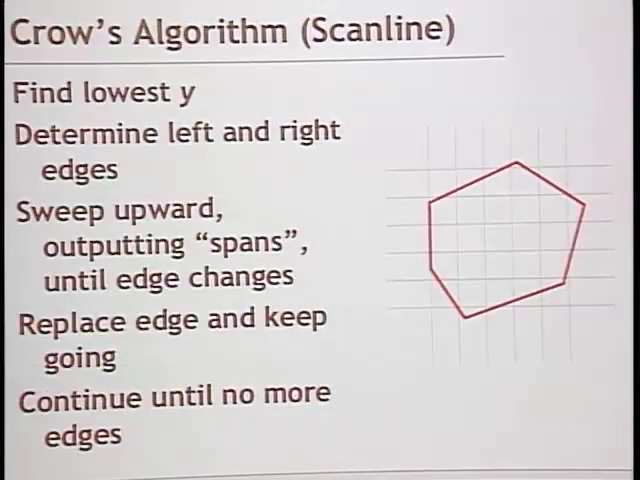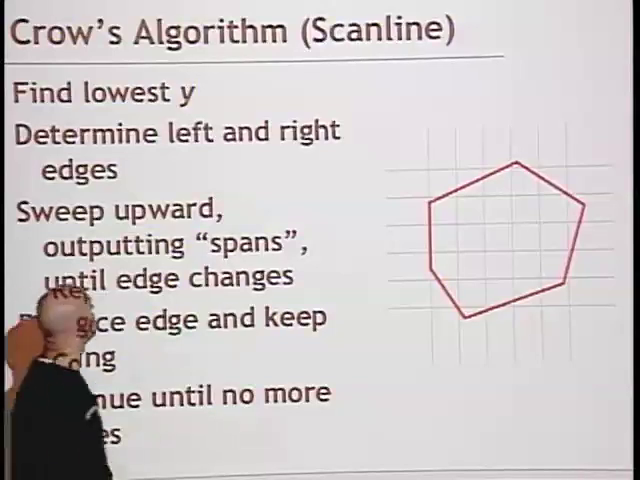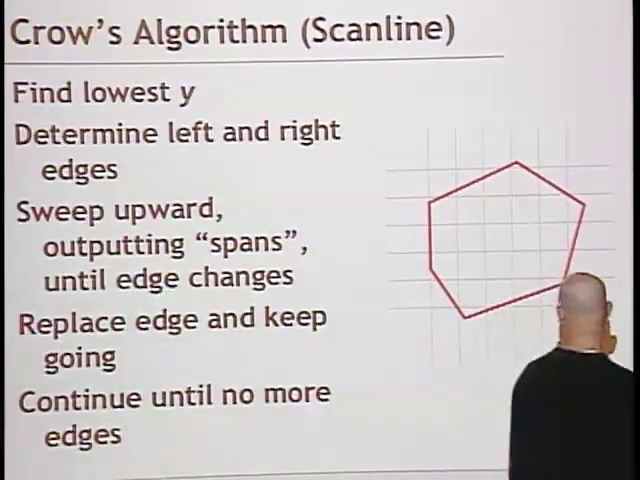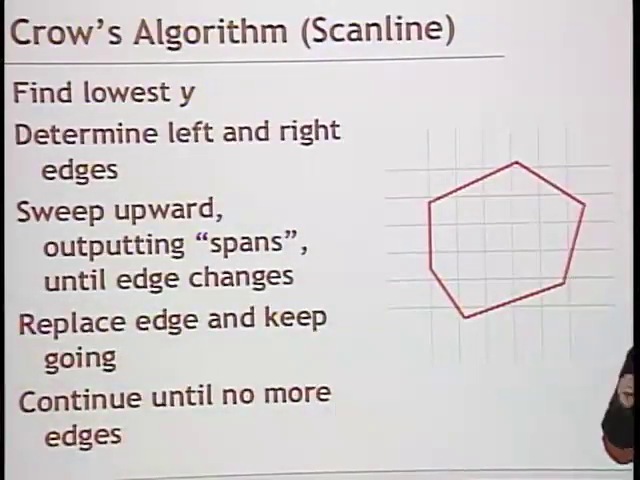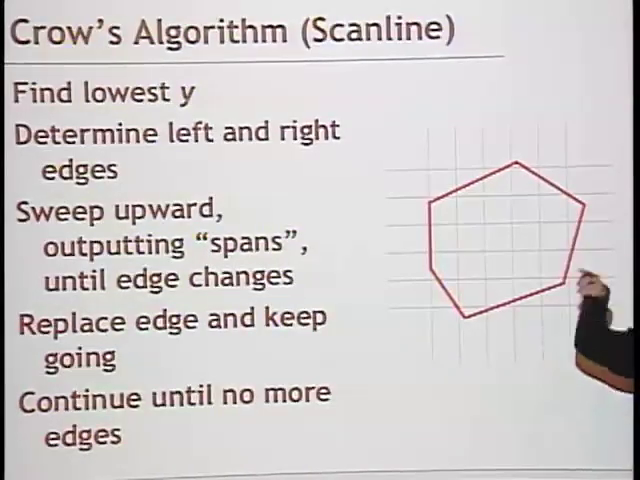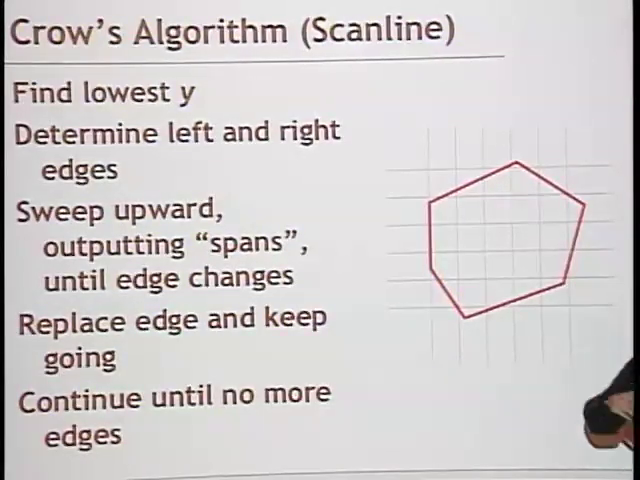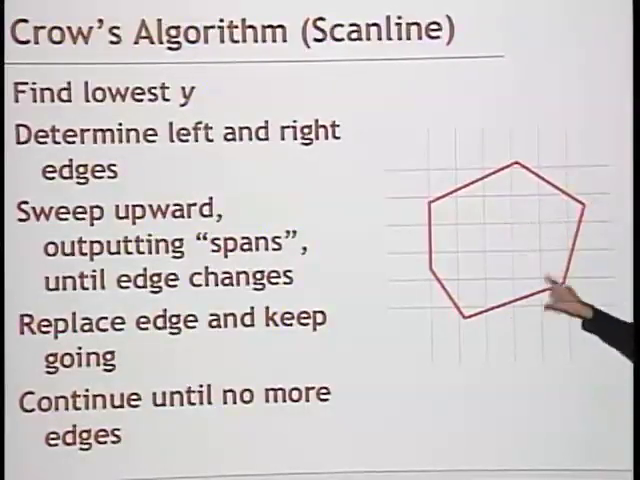The classic algorithm for this is named Crow's algorithm. It's after Frank Crow. He's a great guy. When I took this class as a graduate student, he taught this class. It was really cool. So here's what you do. This works on an arbitrary convex polygon. Concave is where you have sort of a notch cut out of it. That's bad. But it works on any convex polygon.